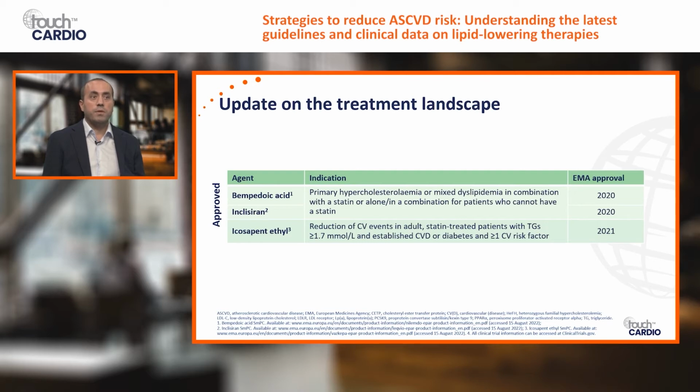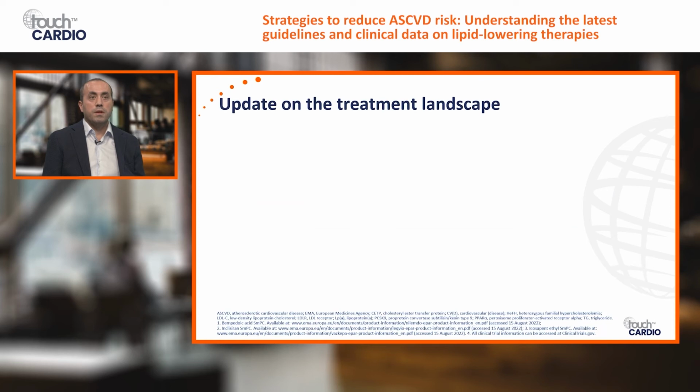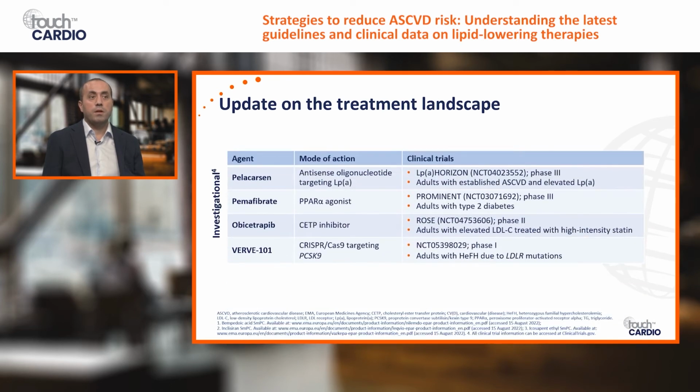The indication for icosapent ethyl is the reduction of cardiovascular events in adults, statin-treated patients with triglycerides at a level of at least 1.0 millimole per liter, and established cardiovascular disease or diabetes, and at least one cardiovascular risk factor. We should also mention that there are some new investigational emerging compounds like pelacarsen, pemafibrate, obicetrapib, VERVE-101, which use different modes of action to reduce cardiovascular risk in this set of patients.